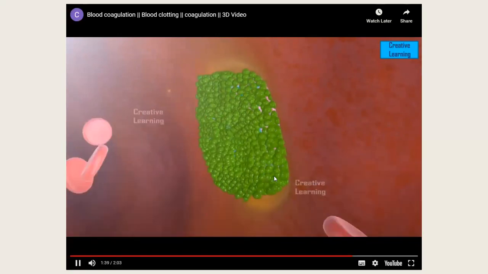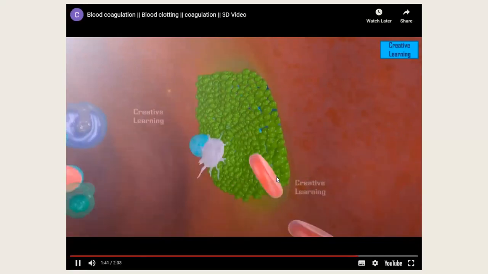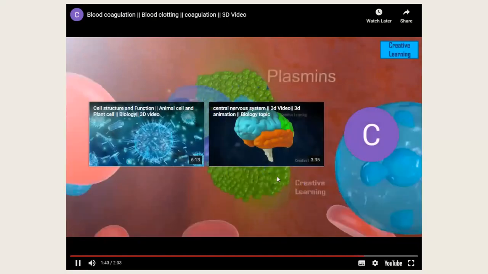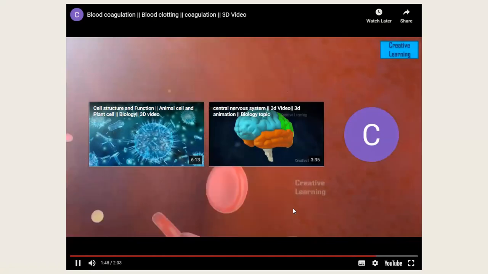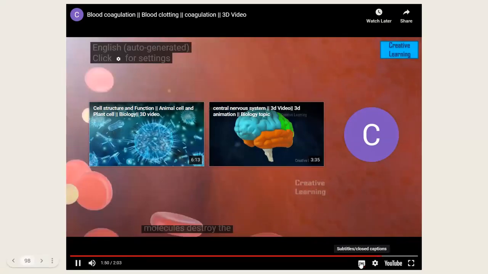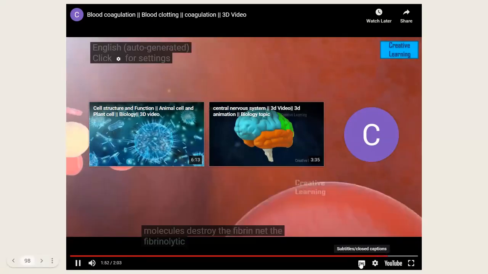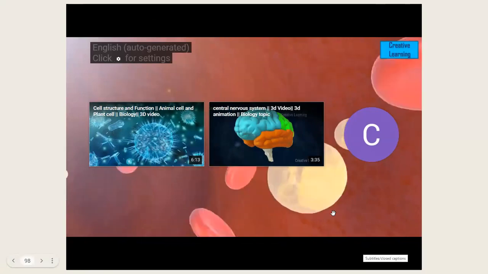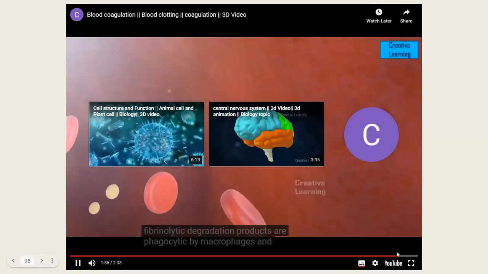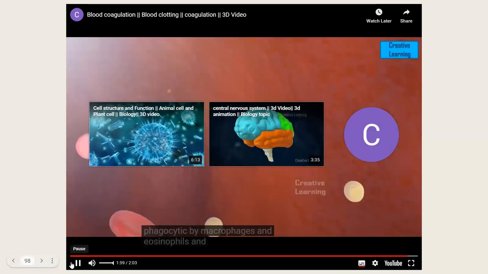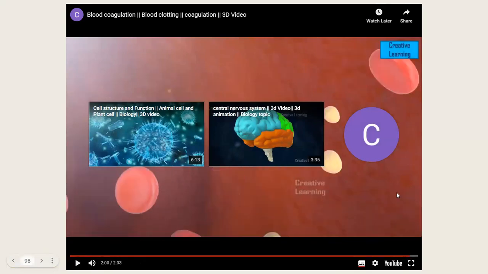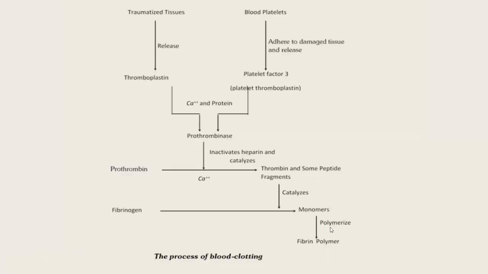After the formation of fibrin, molecules of plasmin start to get attracted to the fibrin net. Later on, these molecules destroy the fibrin net. The fibrinolytic degradation products are phagocytosed by macrophages and eosinophils. The last step is the fibrin layer formation. The fibrin polymer is formed at the end.